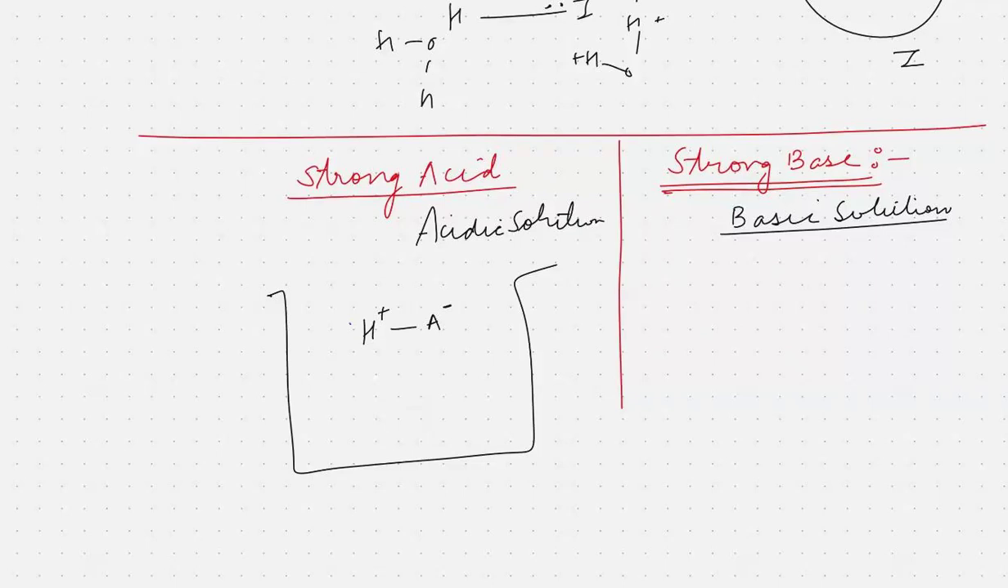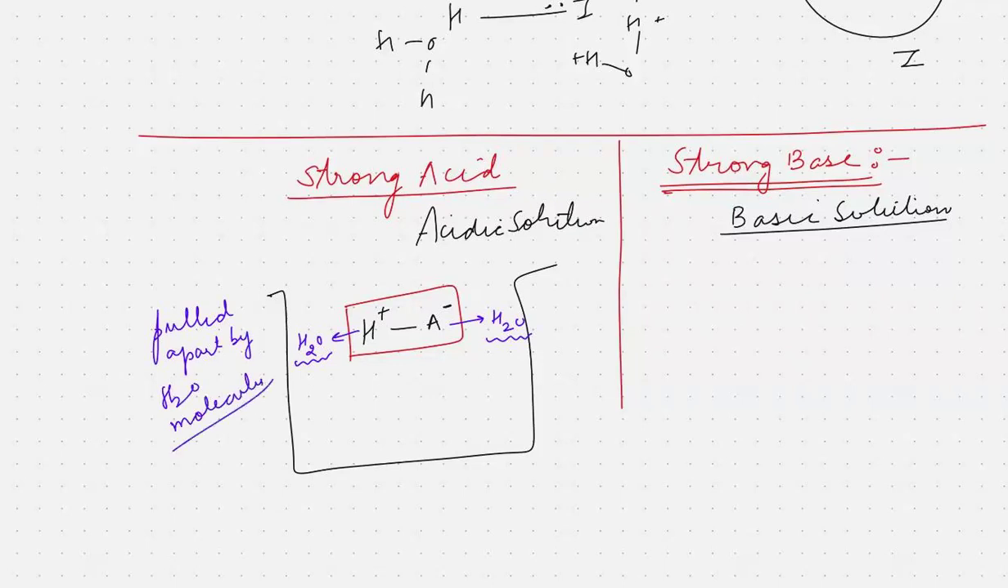So once we have H plus and A negative, what does that mean? It breaks down, and once you break it down, you get H plus and A negative. Just understand that every acidic solution is being pulled apart by water molecules. So H plus and A negative are separated, but sometimes water also breaks down.